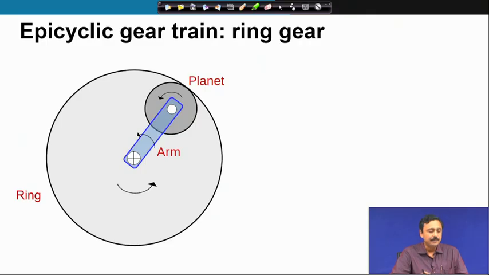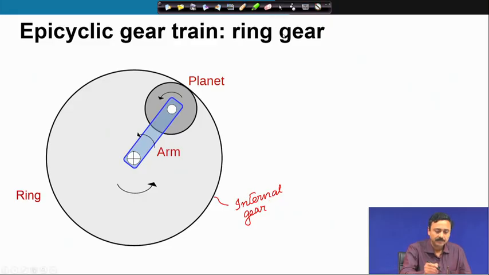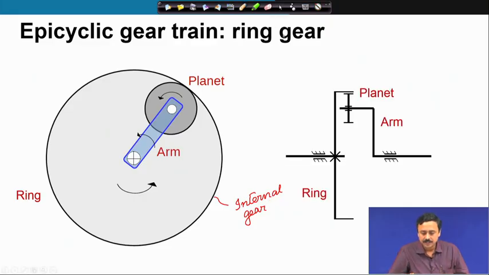This is the second type, in which we have a ring gear. So, this is an epicyclic gear train with a ring gear. This is an internal gear. So, the ring gear is an internal gear. If you look at the schematic representation, this is the ring gear and we have the planet mounted freely on the arm.